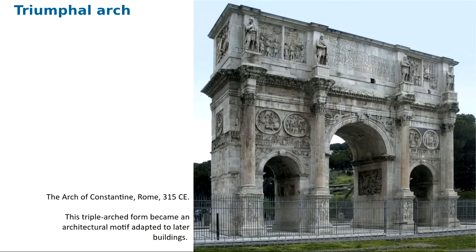And so we're going to go through a couple of the things that we saw in the city plan. The first one is the Triumphal Arch. This one is the Arch of Constantine. It is a triple arch that later became a motif adapted to later buildings. Something to understand here is that the Romans are bringing things from the Greeks, from what they've seen, and adapting and using them basically because they can.